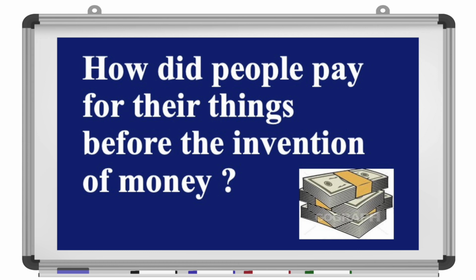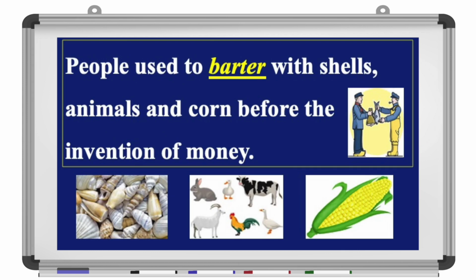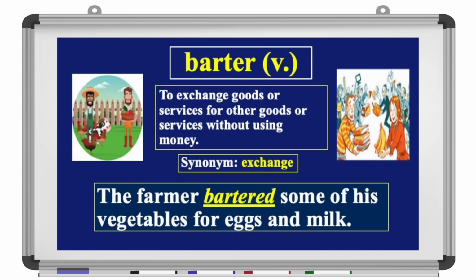Now, how did people pay for their things before the invention of money? If you go back in the past, was it gold or was it something else? People used to barter with shells, animals, and corn before the invention of money. What does barter mean? If you look at the images, you can get the idea of what this vocabulary item means. It means to exchange goods or services for other goods or services without using money.